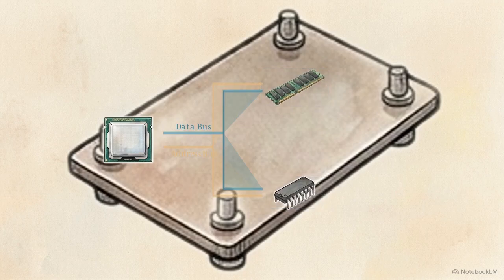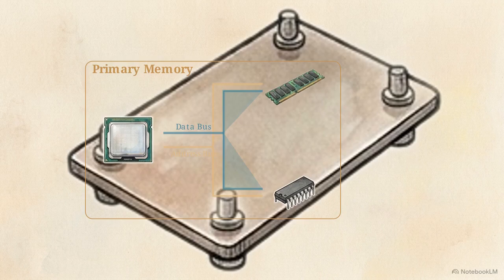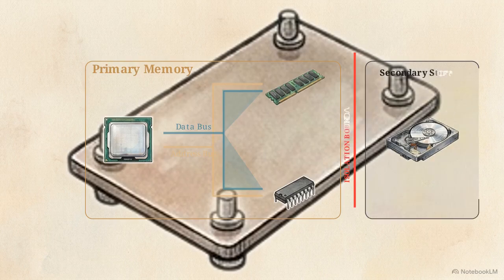We define primary memory strictly by this physical connection. If a memory component is wired directly to these data and address buses, it sits in the primary tier. By contrast, secondary storage encompasses components that sit physically outside this immediate bus architecture. The CPU has no direct line of sight to these distant storage slots.